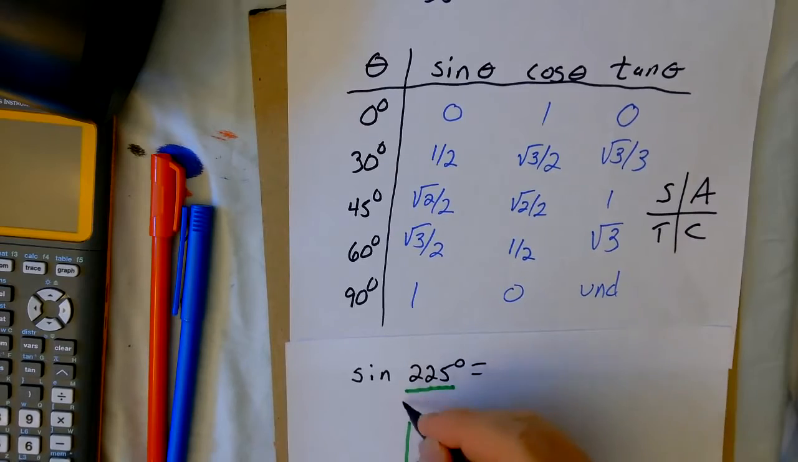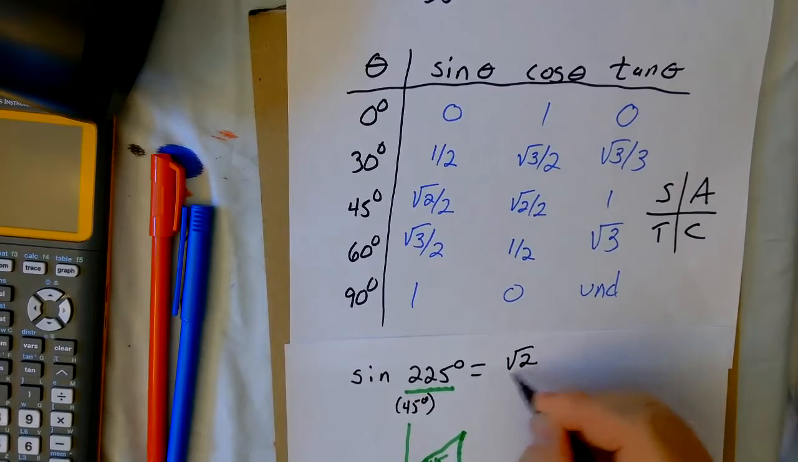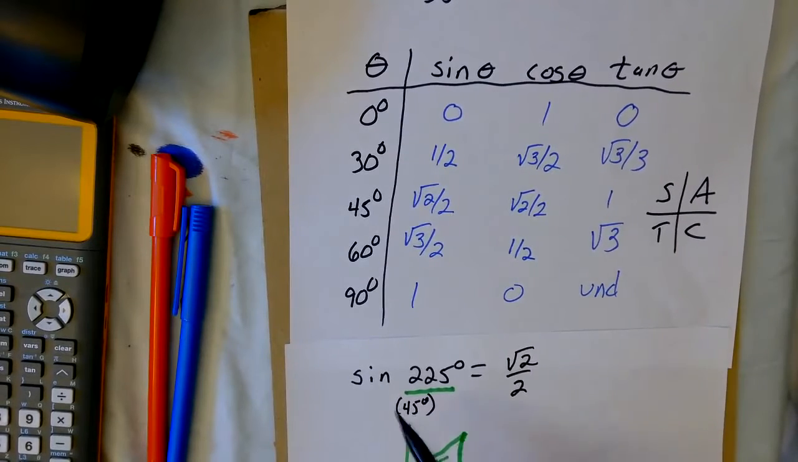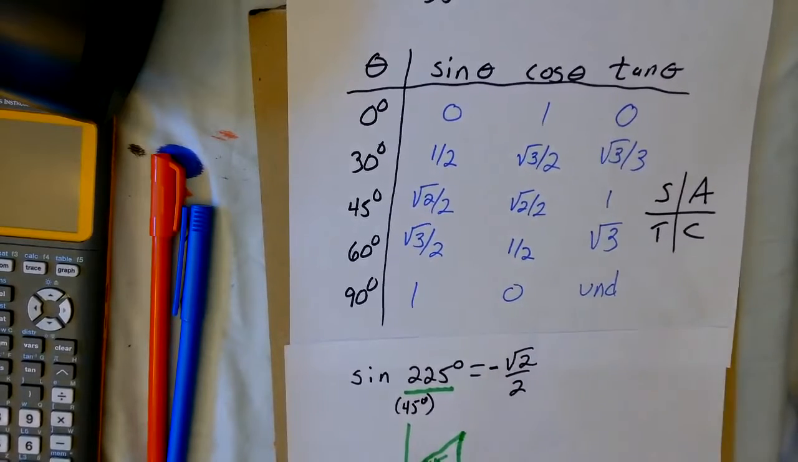So I'm going to think to myself, well, I'm really thinking, what's the sine of 45 degrees? That's up here in my chart. Sine of 45 degrees is root 2 over 2. But in the third quadrant, is sine going to be positive or negative? Third quadrant, tangent and cotangent are positive, so sine is negative. So sine of 225 is negative root 2 over 2.